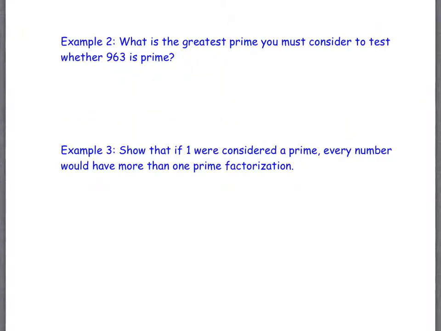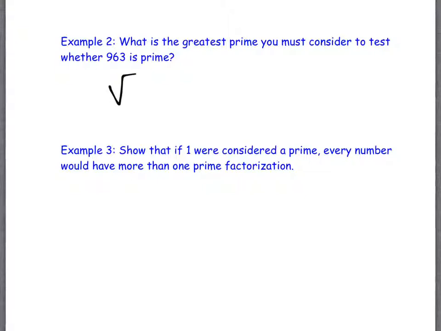It's going to be smaller than 8211. It's only a 3-digit number. So it says, what is the greatest prime number you must consider to test to see whether or not 963 is prime? You're probably looking at that already and know whether the answer is prime or not, but that's not the question. What's the biggest number you would have to test? So what do you do? You take a square root.